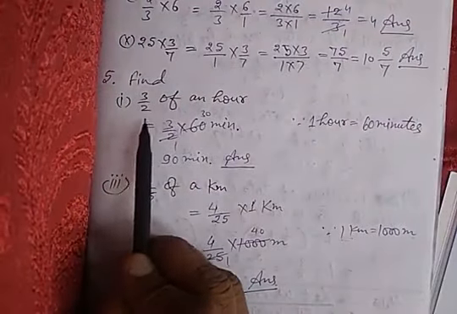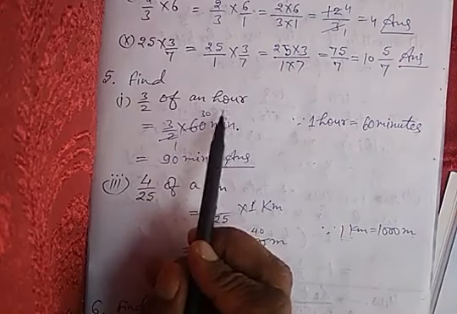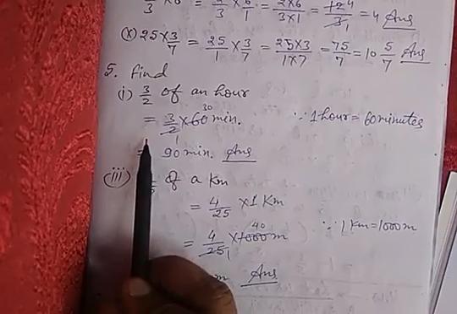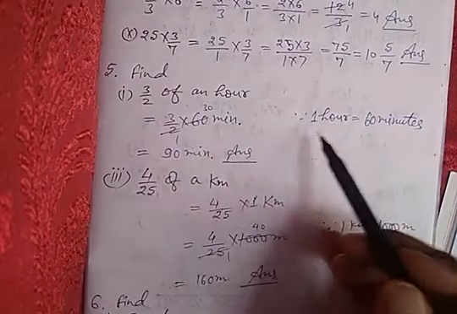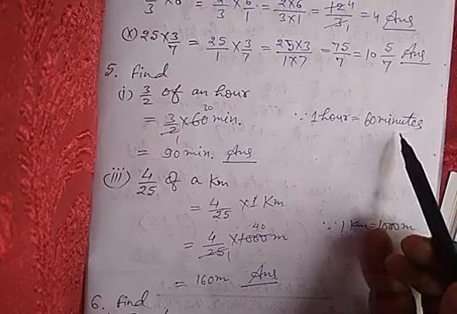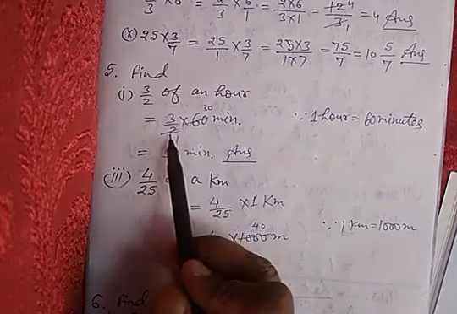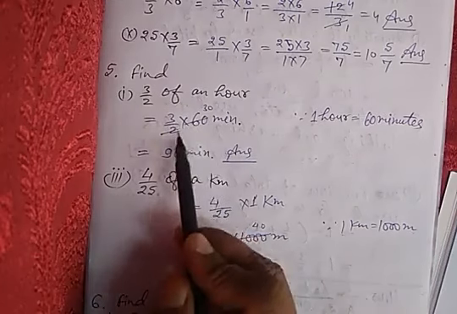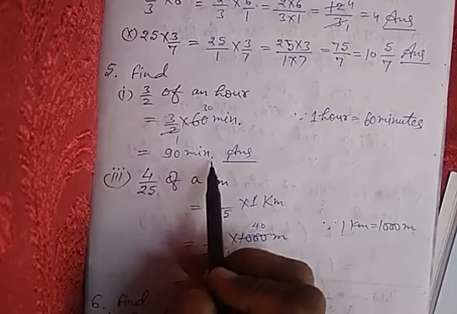First part, 3 upon 2 of an hour. In this question we have to find 3 upon 2 part of an hour. Since 1 hour is equal to 60 minutes, it is 3 by 2 into 60 minutes. This can be divided by 2. 2 1s are 2, 2 30s are 60, and 3 30s are 90 minutes.